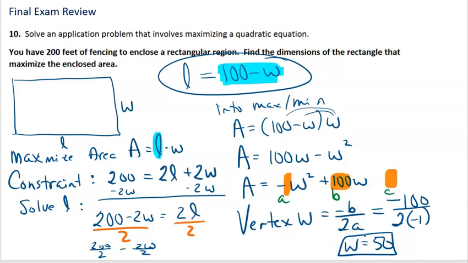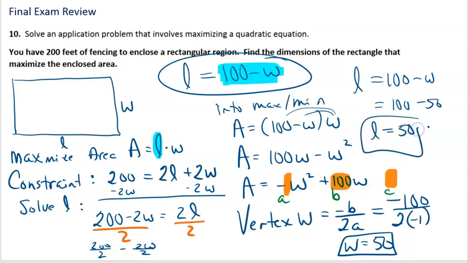Okay? How do I find my length? Well, look, there's a formula right there. Length is 100 minus w. What's our w? It's 50. So 100 minus 50. Oh, my length is 50. So my length is 50 and my width is 50.